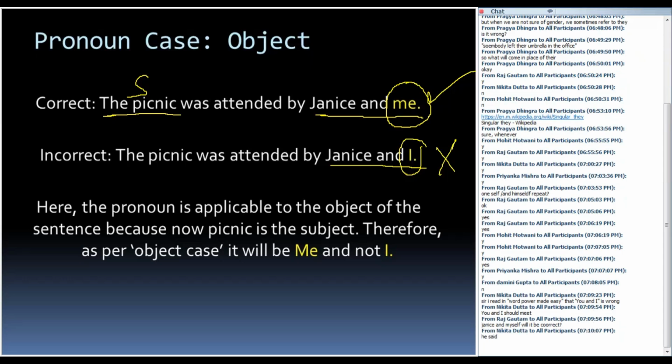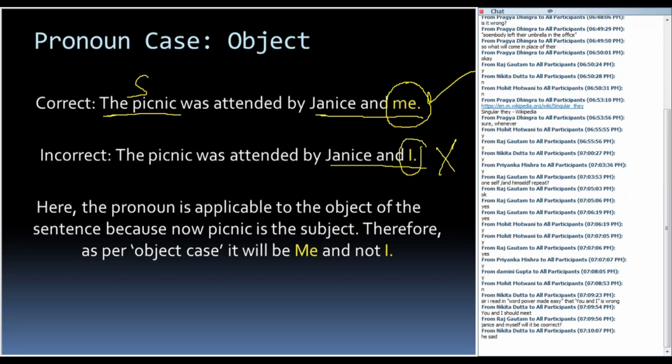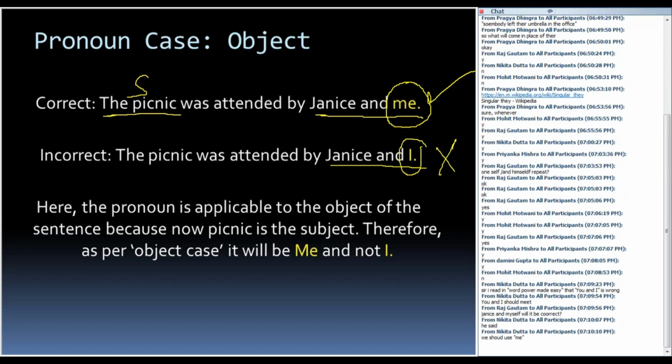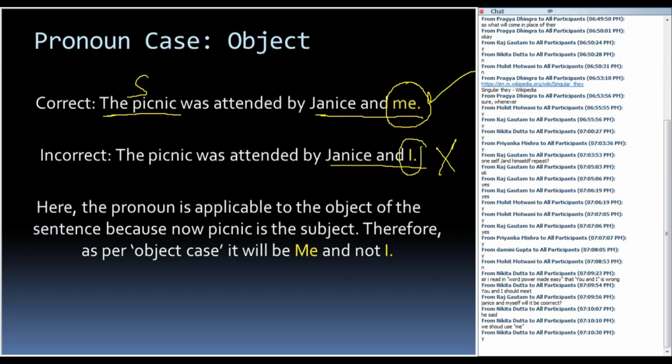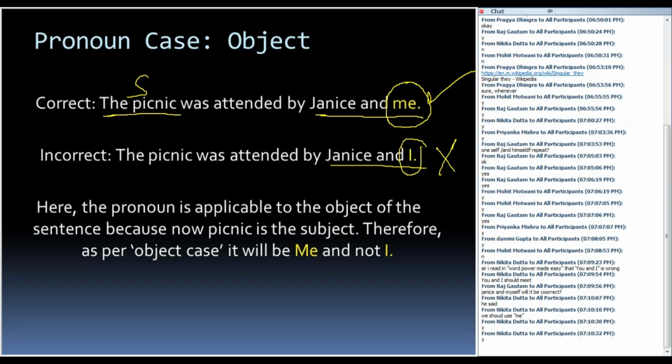Why is you and I wrong? Remember, why is you and I wrong? Because in grammar there is a rule that you don't use words unnecessarily. Rather than saying you and I should meet, we can say we should meet. Okay. According to you, he suggested that we should use me. So you and me should meet. That is what you're trying to say.